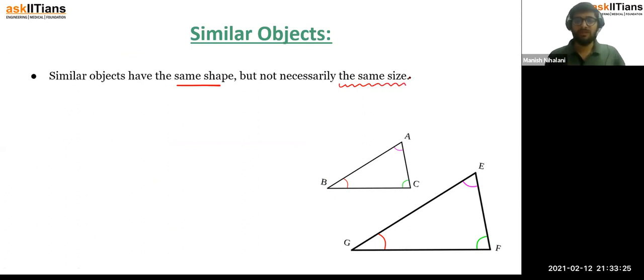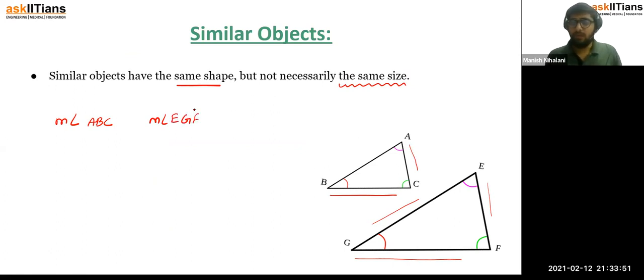size. So this is what we need to understand. If you look at these two triangles, triangle ABC and triangle GEF, you can see that the measure of angle ABC and the measure of angle EGF are both equal. That is, the measurement of angle ABC is equal to the measurement of angle EGF, or FGE in that case.